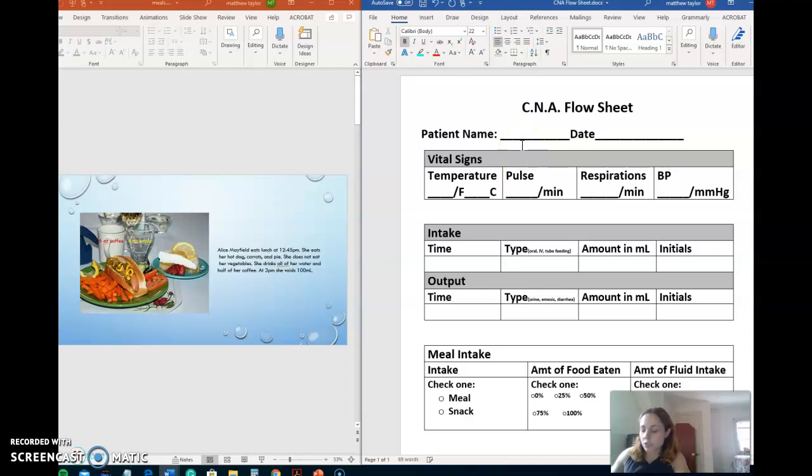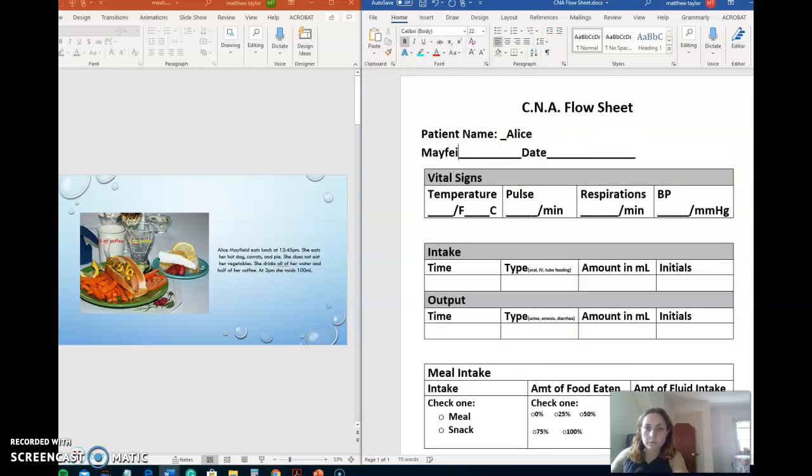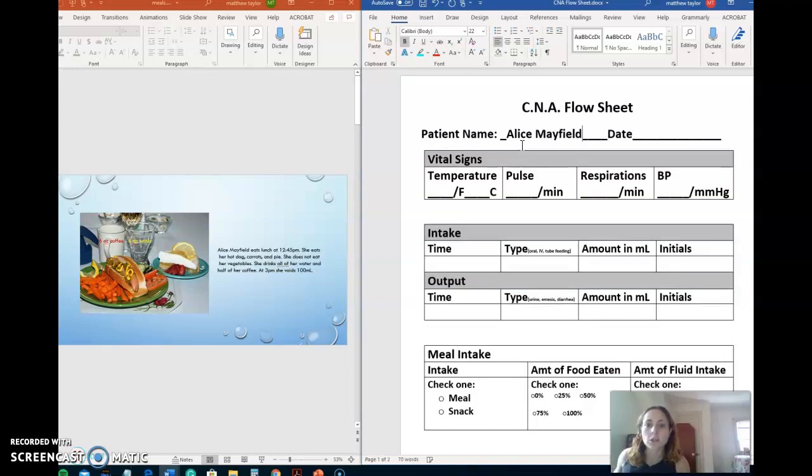Okay. So I have Alice Mayfield, so that is my patient name. You always want to put somebody's full name. I don't want to put Miss Mayfield because there might be more than one Mayfield. And then I'm going to put today's date. Today's date is 7/2/2020.